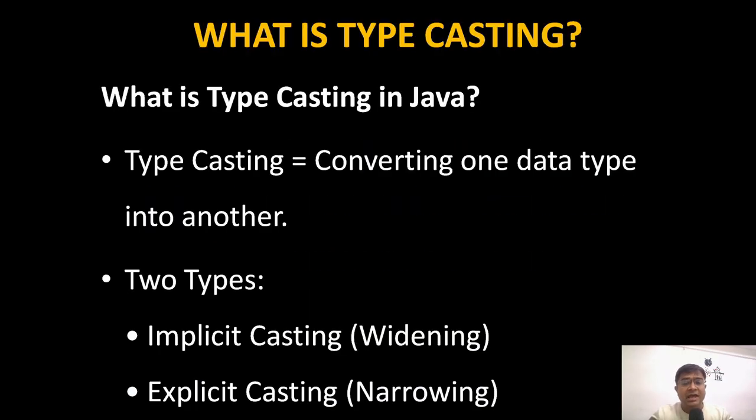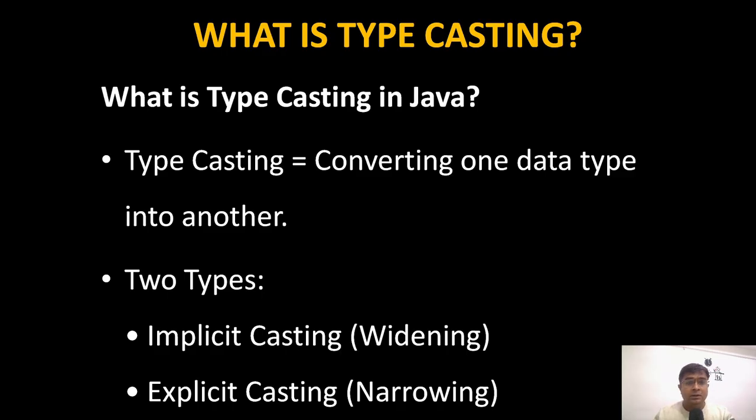Now, in Java programming, every variable has a data type. But what happens when you assign an integer to a double, a double to an integer, or an object to a string? That conversion process is called typecasting. In Java there are exactly two types. The first one is implicit typecasting, that is automatic and safe, and the second one is explicit typecasting, manual and risky. So let's break them down.